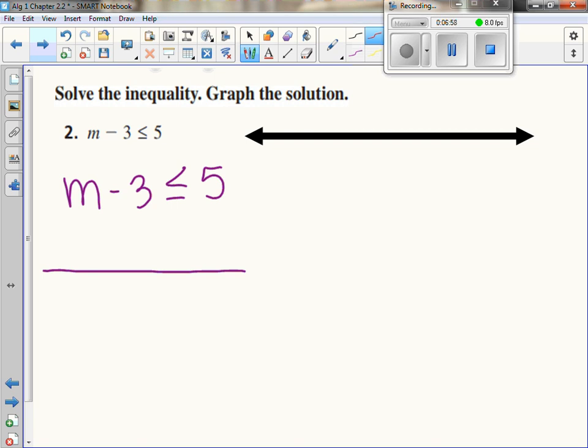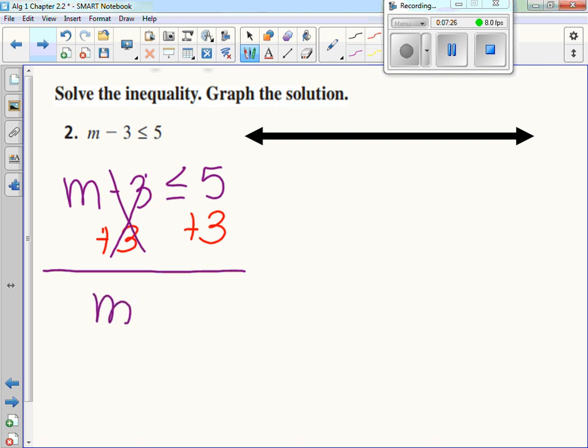So we have m minus 3, yes? We want to get the 3 to the other side. We want to get rid of the 3. Since it's minus 3, we would do what? Add 3, because the opposite of subtraction is addition. So we would add 3, because negative 3 plus 3 is 0.